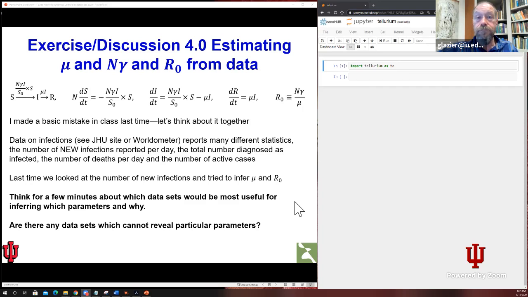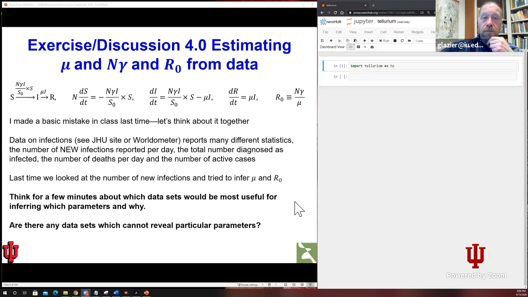And I want you to just take a minute, 2 minutes to think about what those data sets are. You could definitely go to those sites. Why don't you actually take a second to go to the Hopkins site or Worldometer site and see what the data sets are that are available. One of the data sets you'll find is total number of cases. One of the data sets will be number of new infections reported per day. One of them will be total deaths. One of them will be number of new deaths per day.